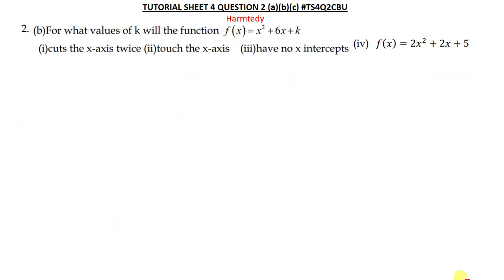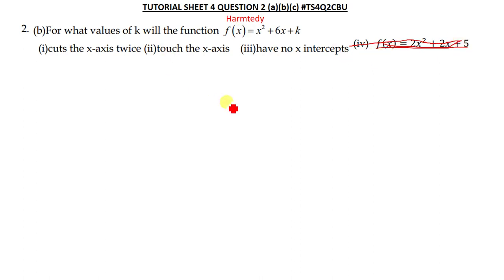So part B of question 2 is saying, for what values of k will the function f of x being equal to x squared plus 6x plus k cut the x-axis twice, touch the x-axis, and have no x-intercepts? Sorry, don't look at this. It's just an error.